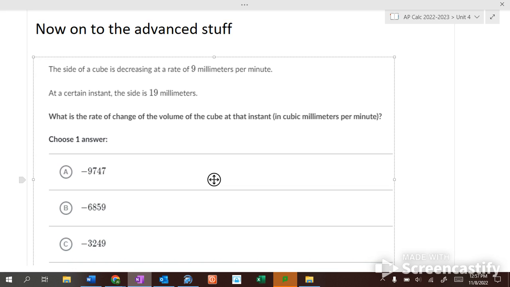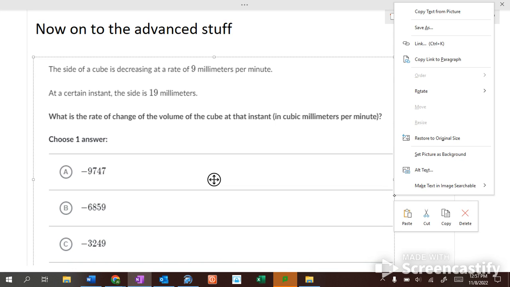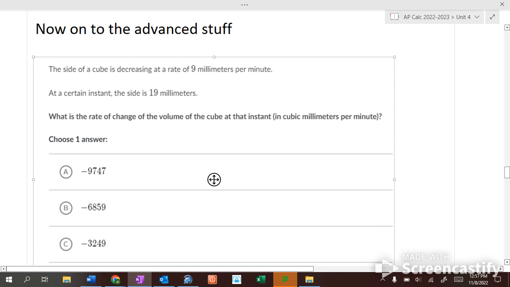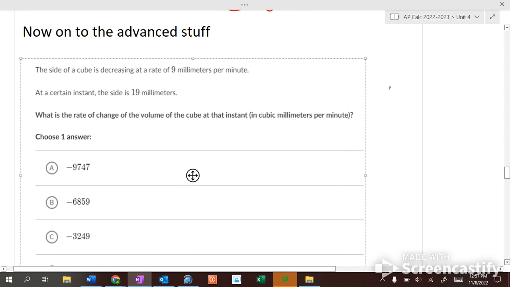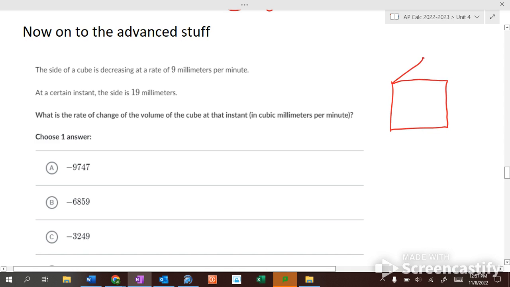All right. A side of a cube is decreasing at 9 millimeters per minute, and at a certain instant, the side is 19 millimeters. What's the rate of change at that instant? So what I do when I do problems like this is I draw the picture of the cube. Then I check and see what it's looking for. If it's looking for the surface area or the volume, huge difference. So you got to know what it's looking for. In this case, it's a volume.